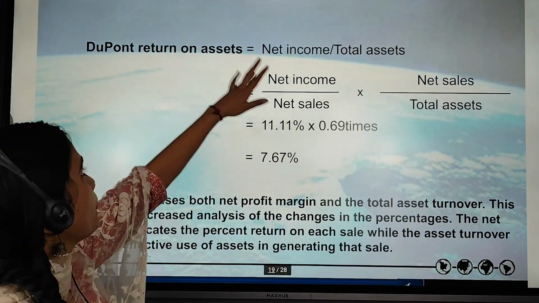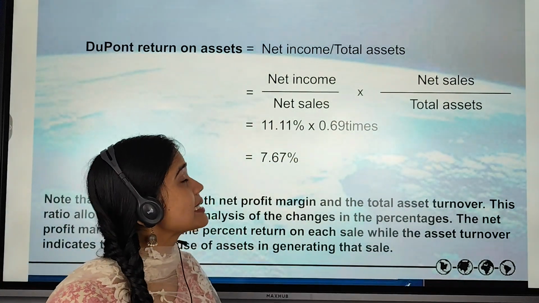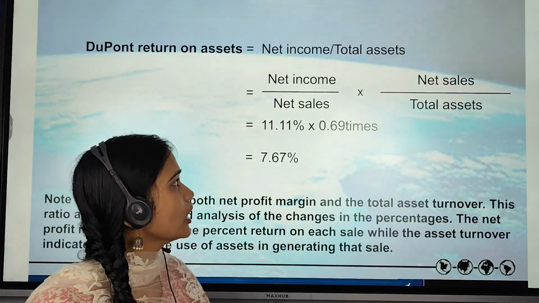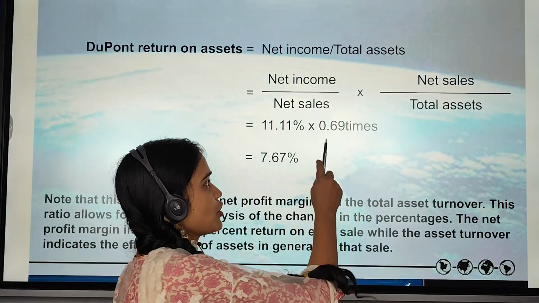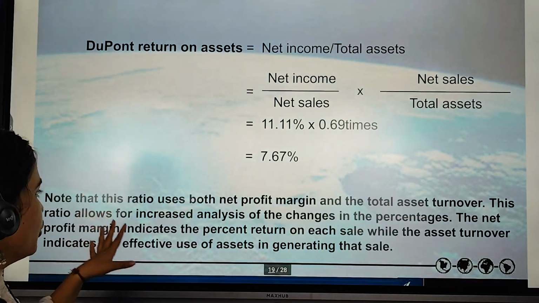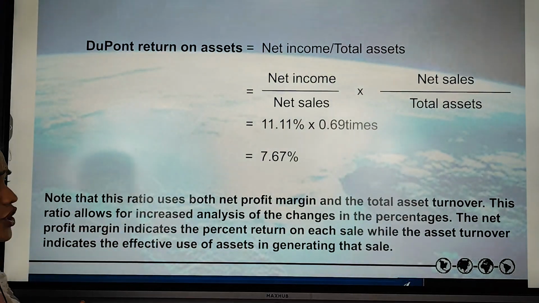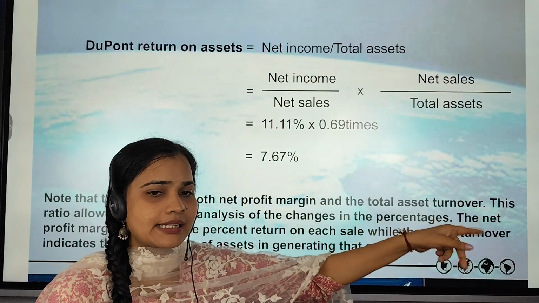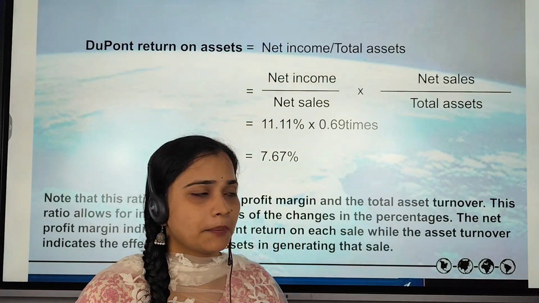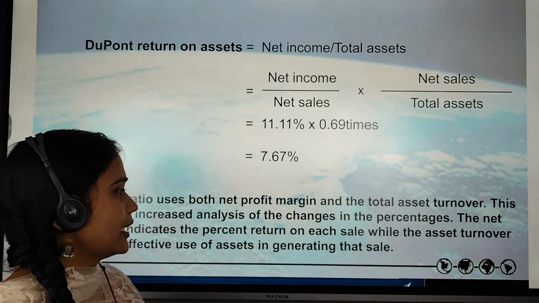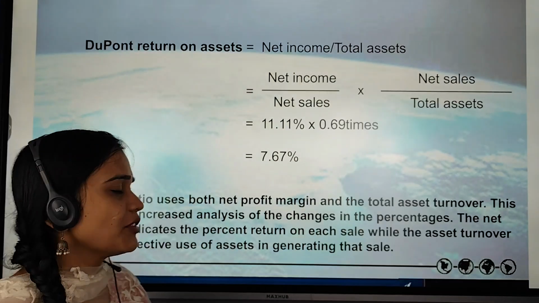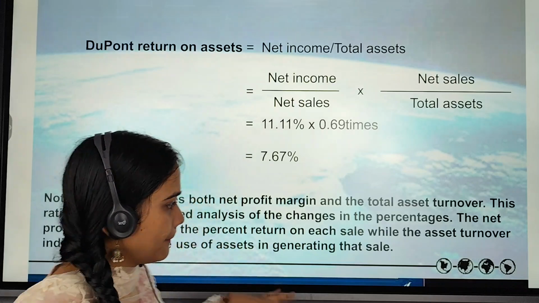Next is return on investment. The formula for calculating it is net income upon total asset, or net income upon net sales into net sales upon total asset. So here 11.11% into 0.69 times, and the answer is our 7.67%. Note this ratio is derived from both net profit margin and total asset turnover. These ratios allow for analysis of changes in the percentage. The net profit margin indicates percentage return on each sale, while the asset turnover ratio indicates the effective use of assets for generating our sales.